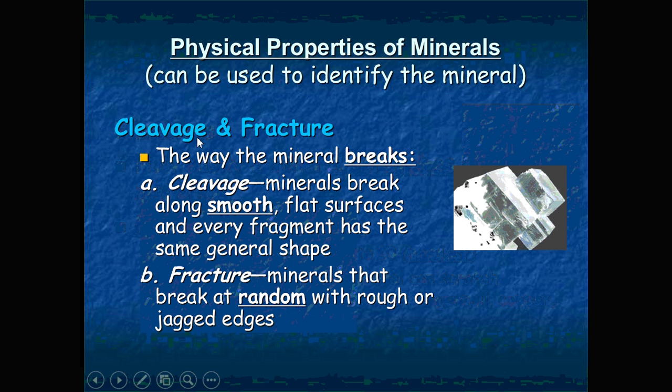Another physical property is cleavage and fracture. This describes the way a mineral breaks. Let's talk about cleavage first. When we talk about cleavage, the minerals break along smooth, flat surfaces, and every fragment has the same general shape, just like this picture. If a mineral breaks along the smooth surface and has the same general shape, then you can determine that it has cleavage. Now, the opposite of that is fracture. Here, the minerals break at random surfaces with rough or jagged edges.